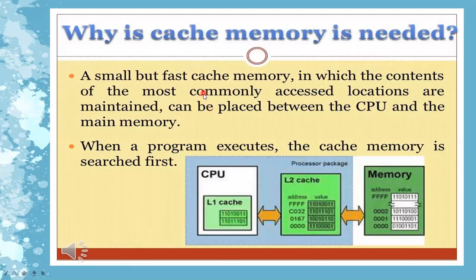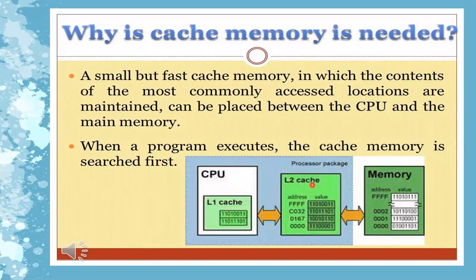Have you seen in your mobiles that there are some cache data which you have to delete to make the storage? It is the temporary data, right? A small but fast cache memory in which the content of the most commonly accessed locations are maintained can be placed between the CPU and the main memory. You can see here the diagram of CPU and memory. Between CPU and memory, there is a cache memory, right?